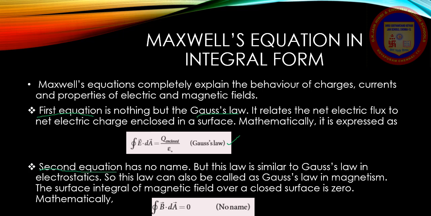The second equation has no name, but this law is similar to Gauss law in electrostatics. So, this law can also be called Gauss law in magnetism. The surface integral of the magnetic field over a closed surface is 0. Mathematically, integral of B dot dA is equal to 0, where B vector is the magnetic field. This equation implies that the magnetic lines of force form a continuous closed path. It means no isolated magnetic monopole exists.